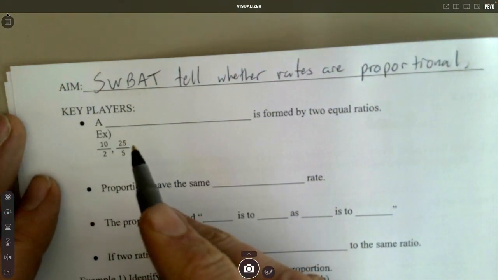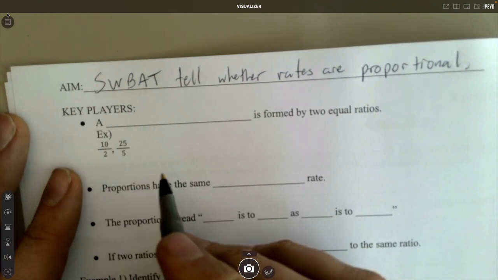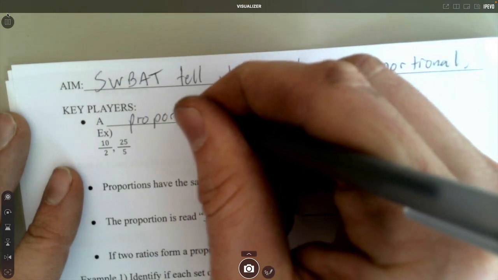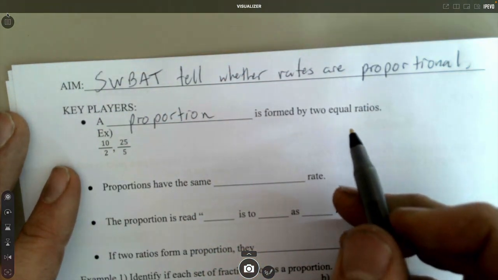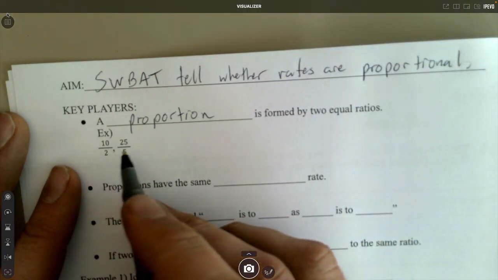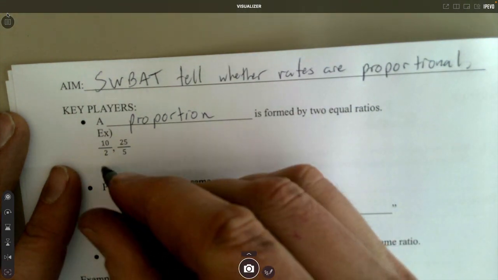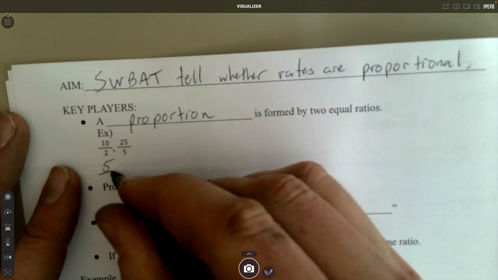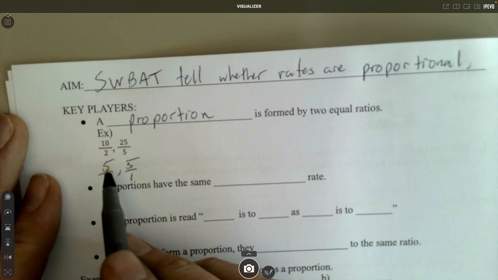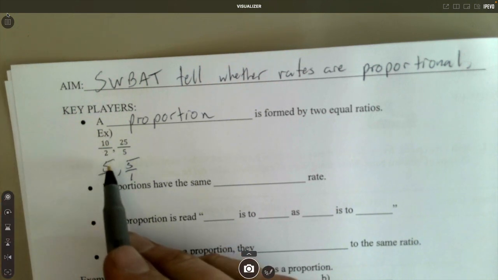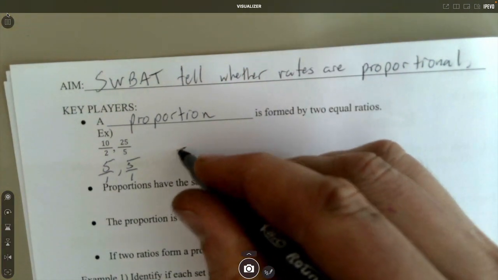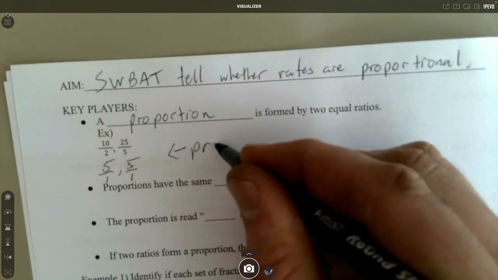A few key players to get familiar with. A proportion is when you create two equal ratios. If you look at 10 over 2 and 25 over 5, you can create the ratio 5 over 1 if you simplify it. 10 divided by 2 is 5, 25 divided by 5 is 5. You would say these are proportional.